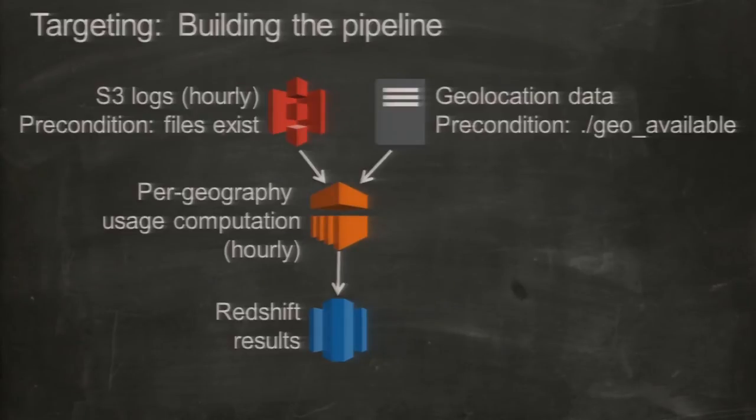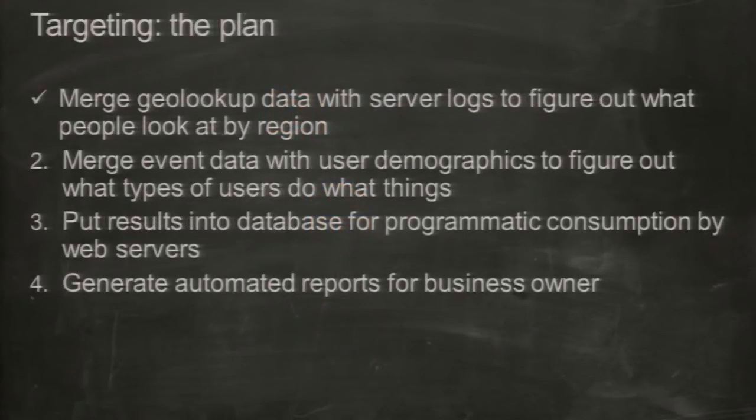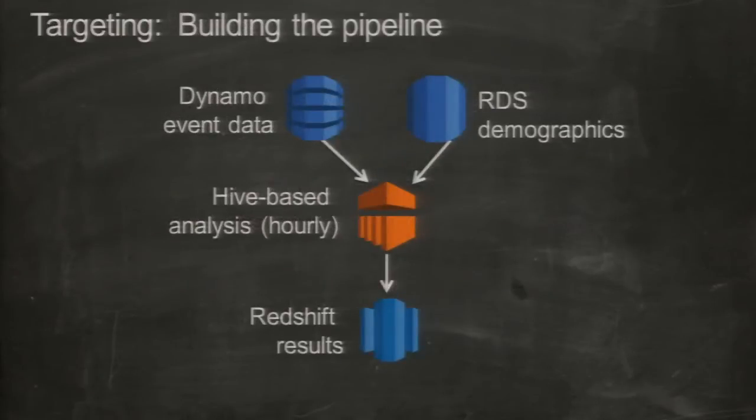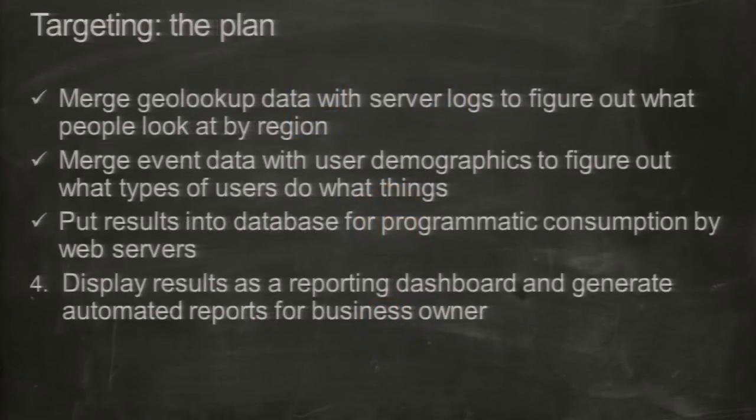Once these preconditions are met, we'll start doing the processing, and then the results will go into Redshift. Step 2, merging the event data with the demographics. This is pretty simple, too. It's another pipeline. We're combining 2 data sources, in this case, Dynamo and RDS. And then results into database. That's already done by those 2 pipelines.